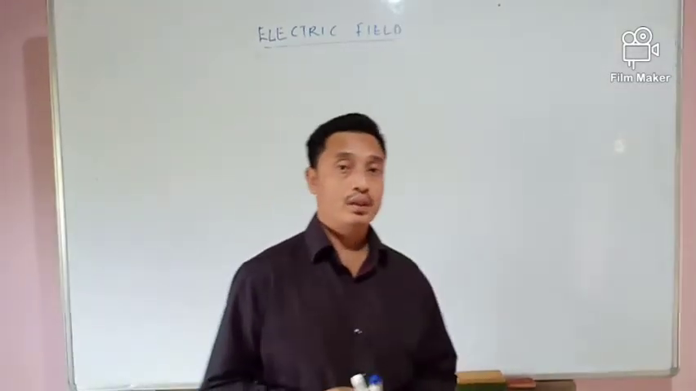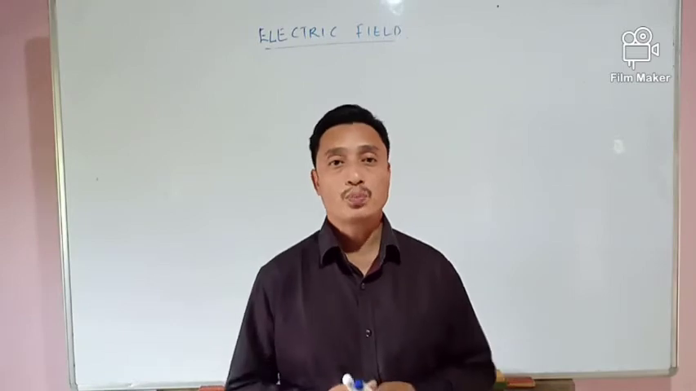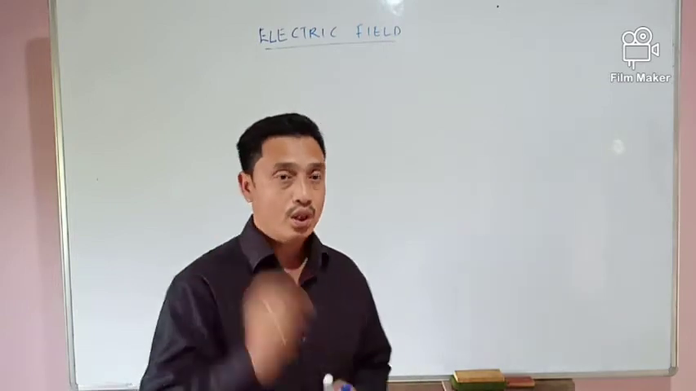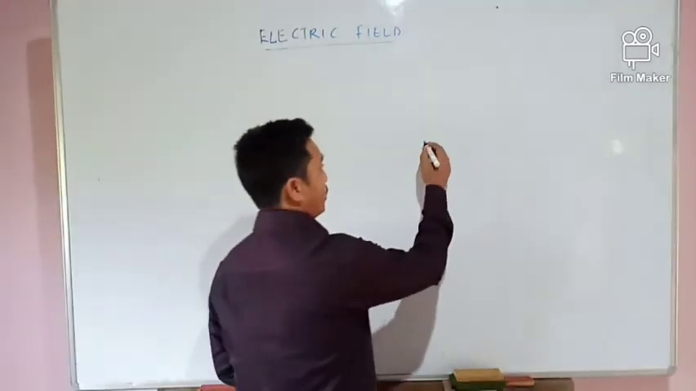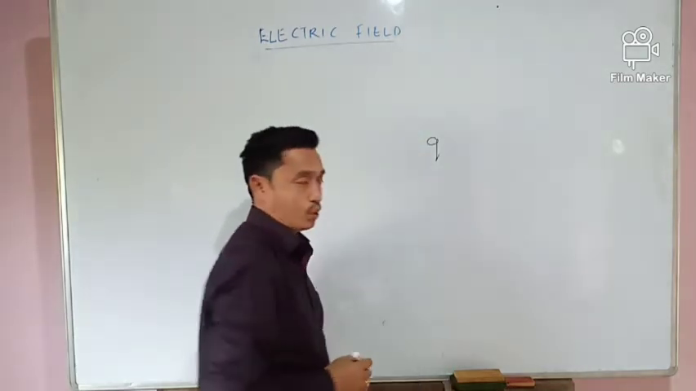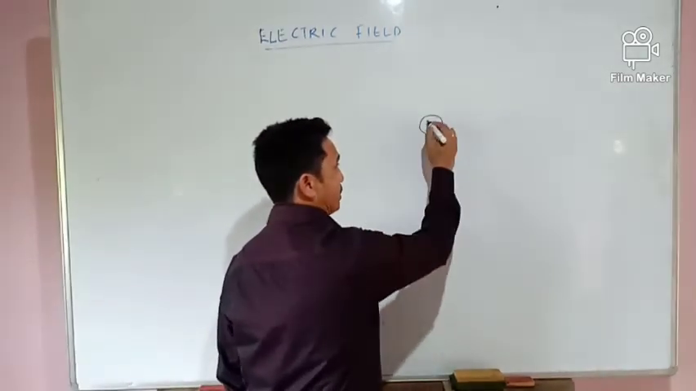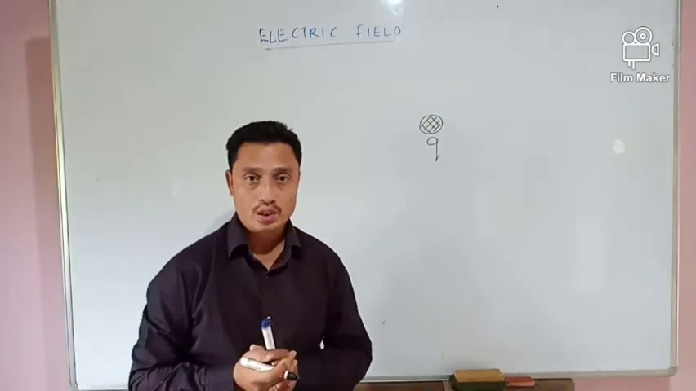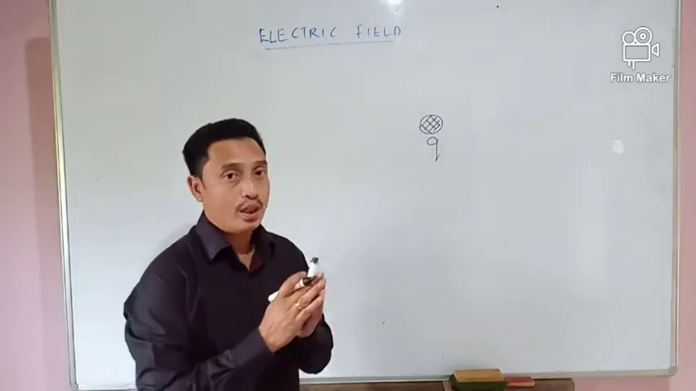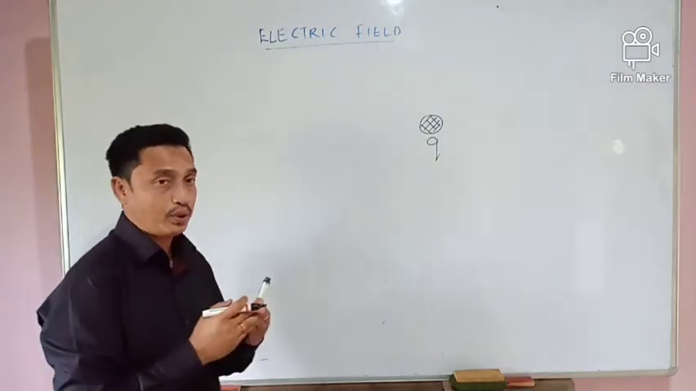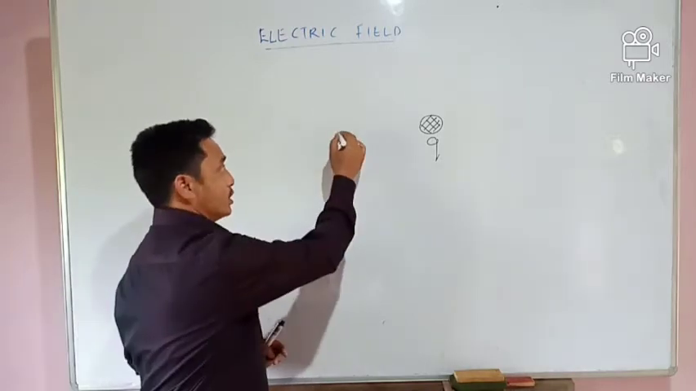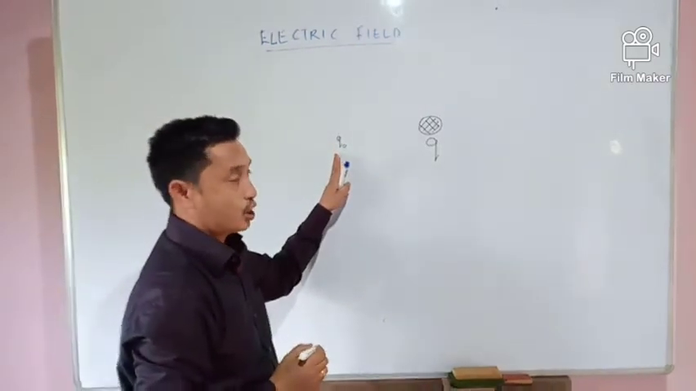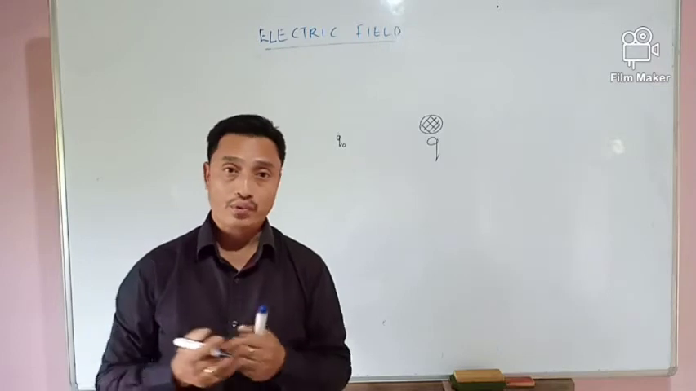To know about electric field: it is a region or a space around a charge where any other charge can experience a force of attraction or repulsion. So let us see. Suppose you have a charge Q here. This is what we call the source charge. Source means we have to find the electric field due to this charge. So this charge will experience a force of attraction or repulsion on another charge. If another charge, which is called a test charge, is placed here, then it will experience a force of attraction or repulsion.